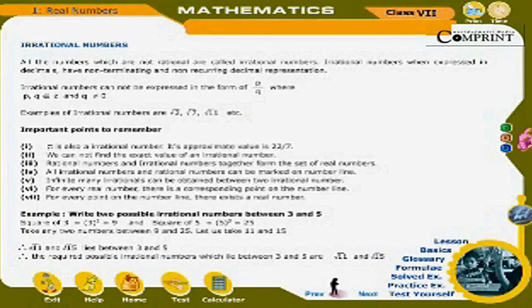Example: Write two possible irrational numbers between 3 and 5. Square of 3 is 3 square, which is equal to 9, and square of 5 is 5 square, which is equal to 25. Take any two numbers between 9 and 25. Let us take 11 and 15. Therefore, under root 11 and under root 15 lie between 3 and 5. Therefore, the required possible irrational numbers which lie between 3 and 5 are under root 11 and under root 15.